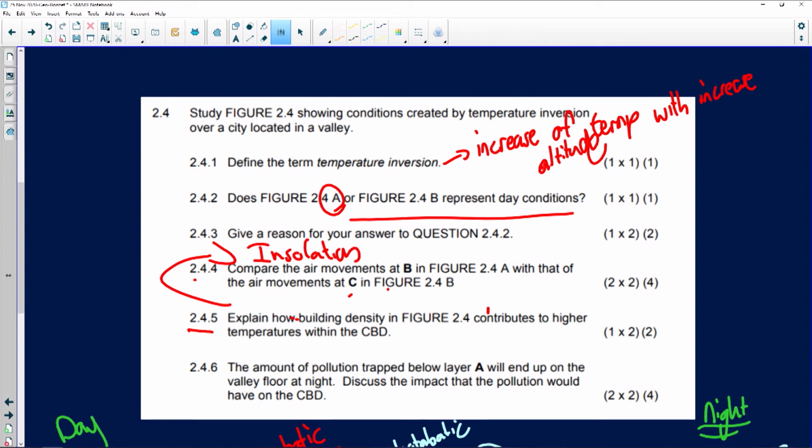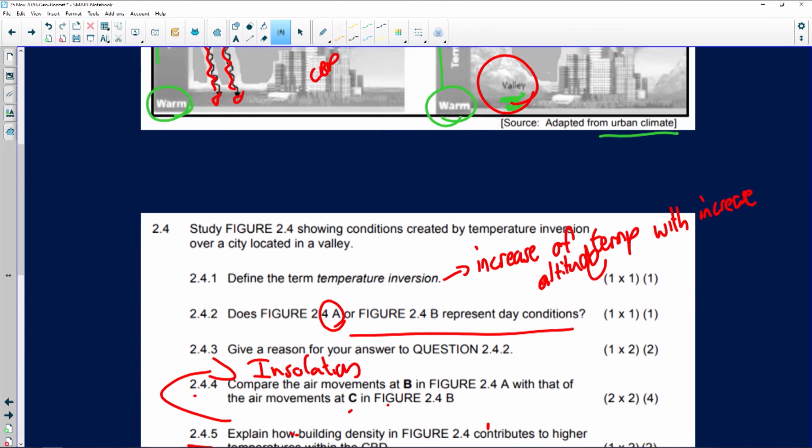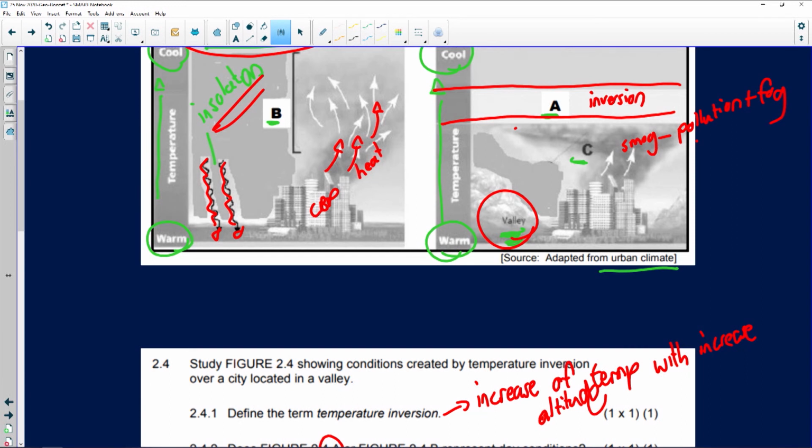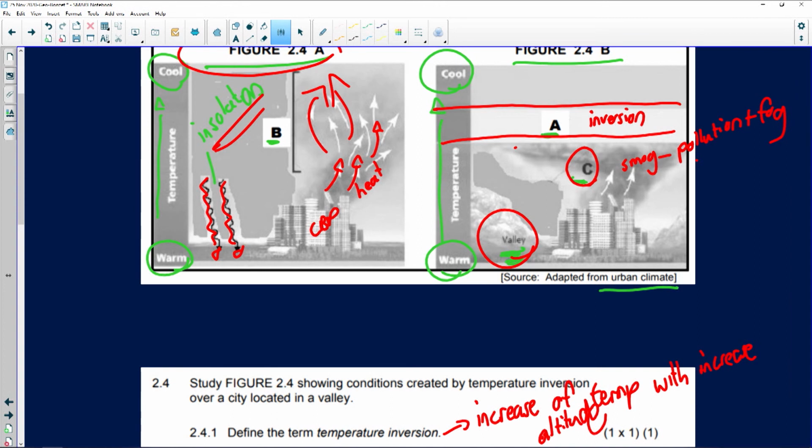Compare the air movements at B in figure 2.4a with the air movements at C. Let's see what's happening at B. First of all, you can see the air basically escapes. But look at C, it's being trapped. Obviously there's much more uprising of air at B because it creates a draft. As you can see, the smoke is moving up. So we can mention that at B there are stronger updrafts, and there's more convection.